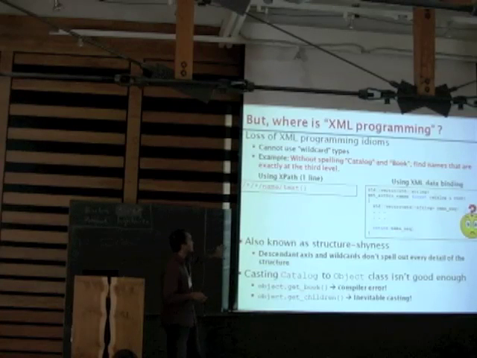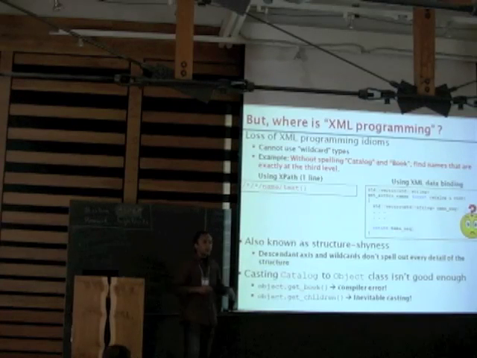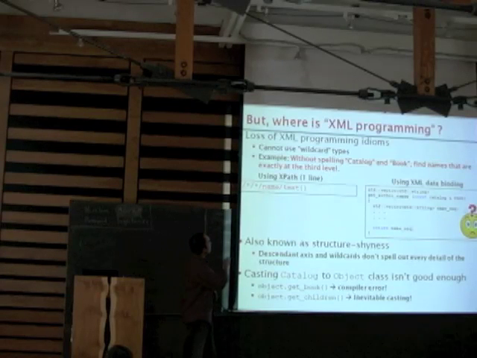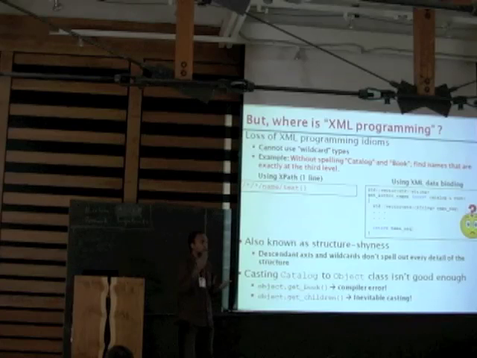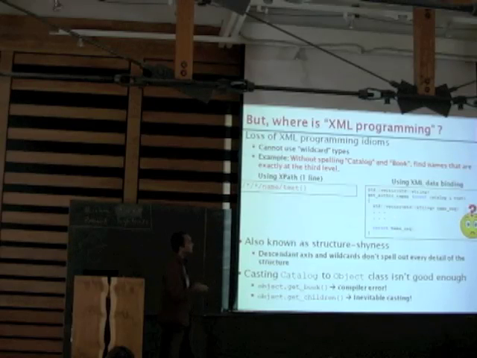called structure shyness. So this particular expression is shy of structure. It doesn't want to commit to what's there before name. Whatever there is in the first two levels, I don't care: publishers, authors, books, doesn't matter. Just find, as long as it's a name, at the third level, I want that. You cannot do that here.